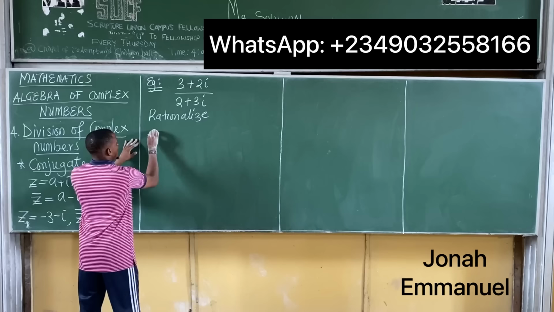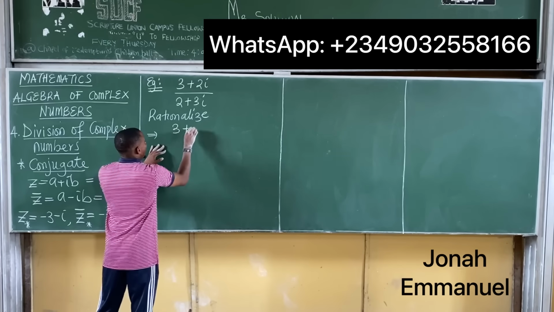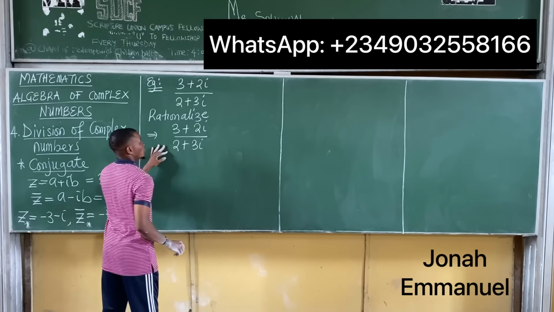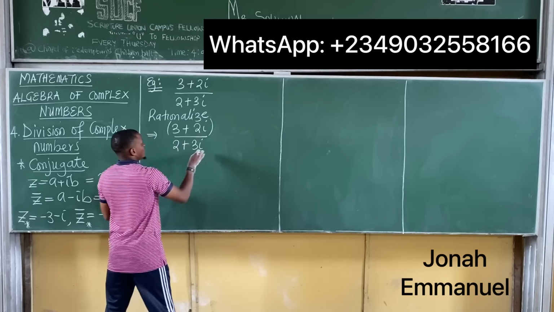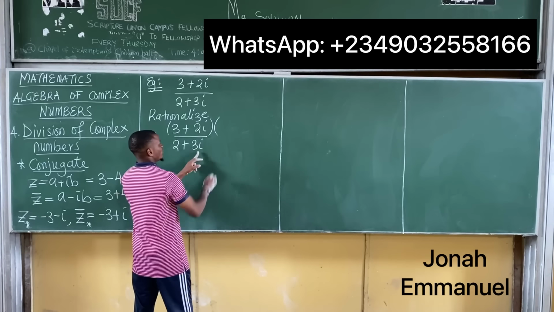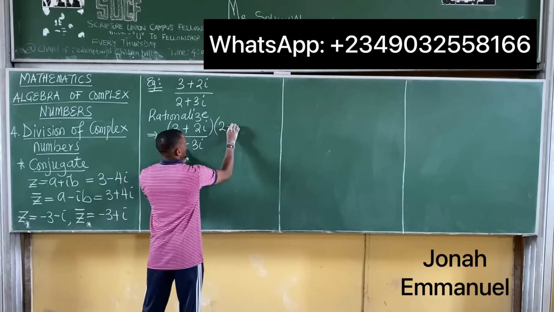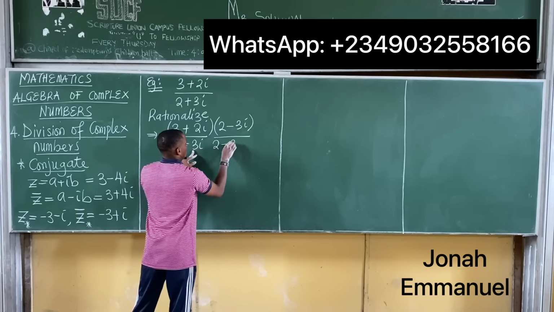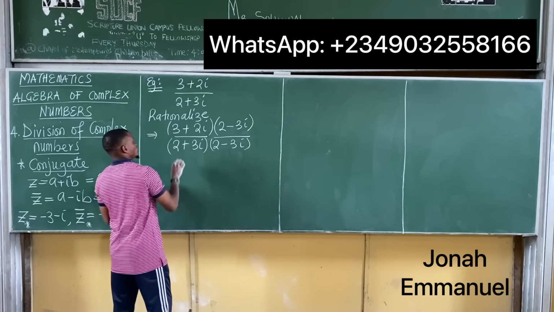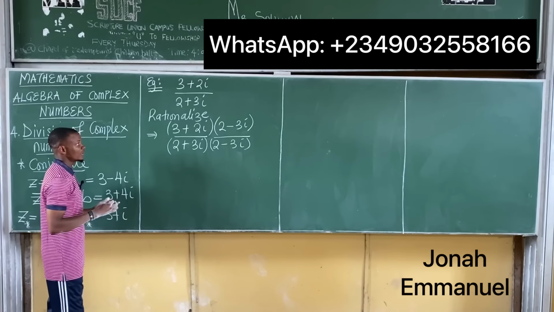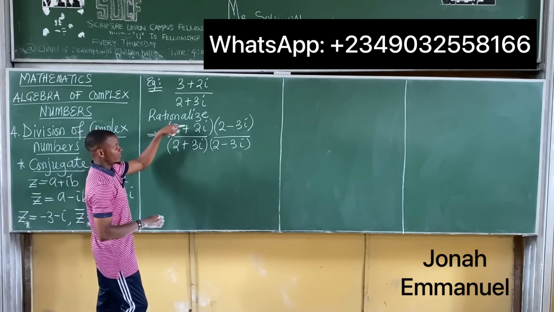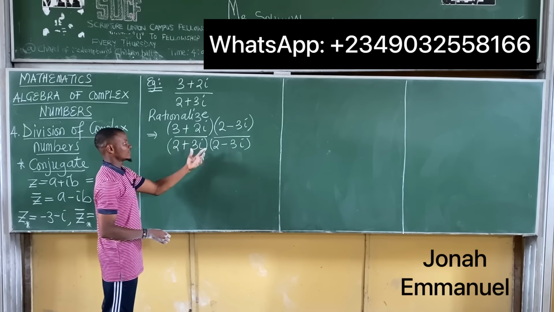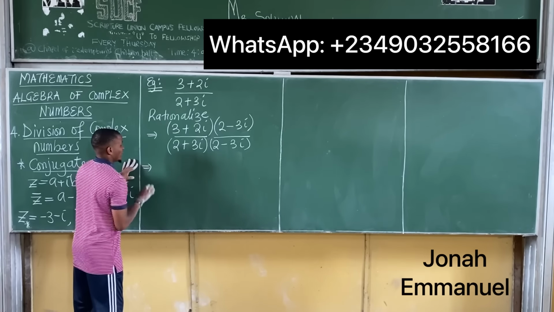For rationalization, I'm multiplying numerator and denominator by the conjugate of the denominator. So it becomes numerator, that's this, multiplied by the conjugate of the denominator, 2 minus 3i. Do the same thing here, it becomes 2 minus 3i. So this is what is called rationalization of complex numbers. Multiply numerator and denominator by the conjugate of the denominator. So I have this. Multiply this, what do we have?